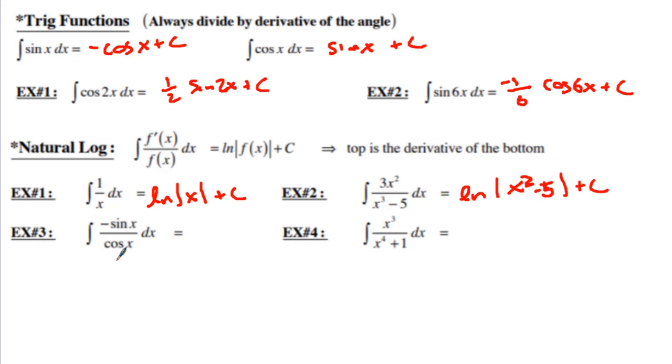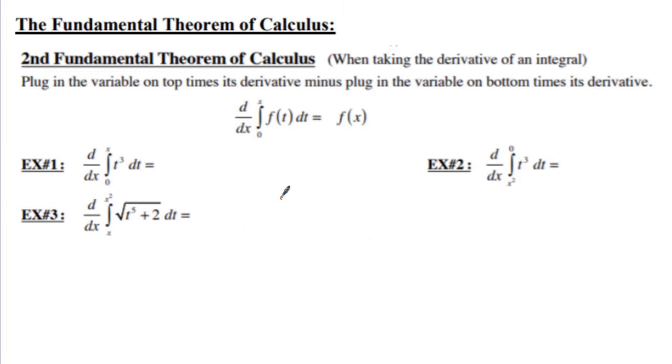Don't forget about here, we have natural log of cosine of x plus c, because what's the derivative of cosine of x? It's negative sine of x. That cancels out with that numerator right there. And this one right here, we have natural log of x to the 4th plus 1 plus c. That x to the 4th ends up being 4x cubed, so I need a 1/4 out front to cancel that chain rule out. Okay. Let's go to the fundamental theorem of calculus.